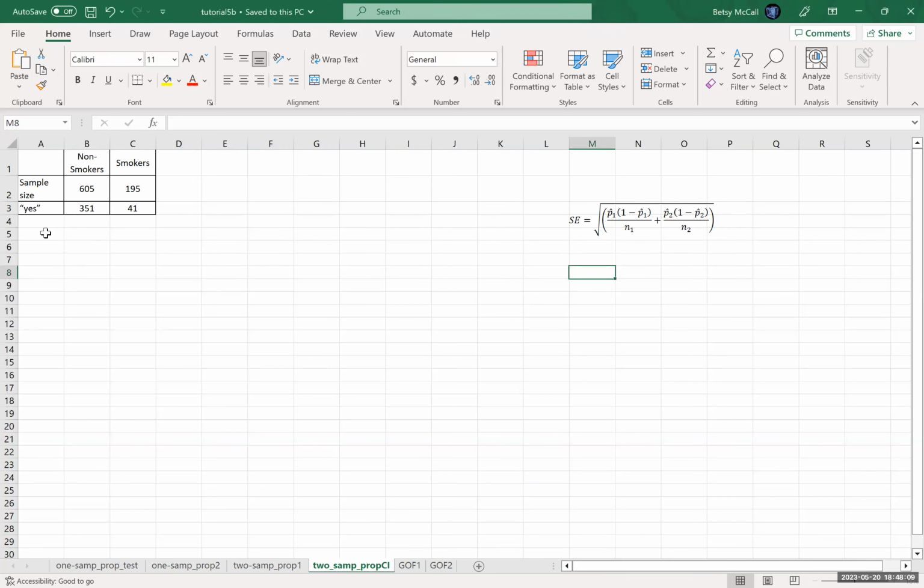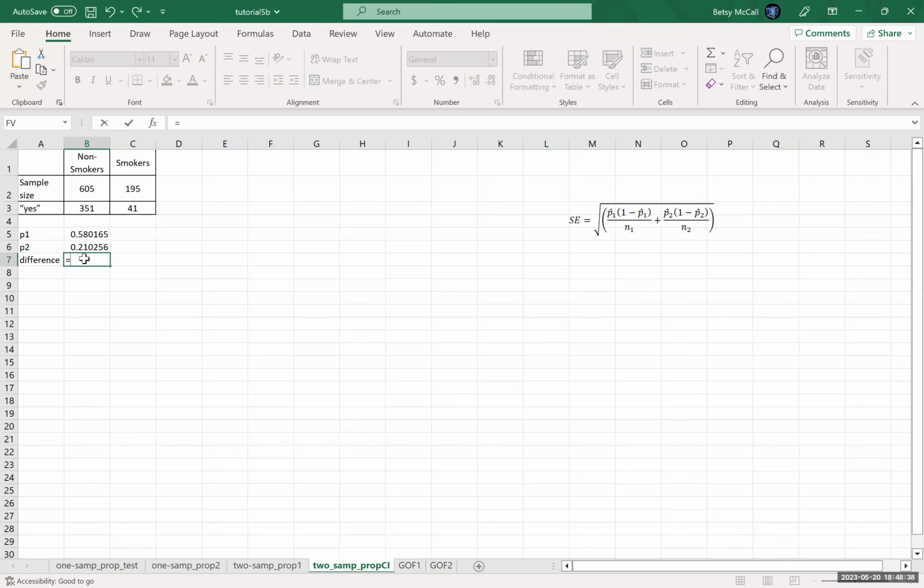The first thing that we're going to have to calculate is the simple stuff, the proportions of each of the two groups. So that's going to be our yes group divided by the total number for the non-smokers case. And then we're also going to need to do the same thing for the smokers case. And then the difference is the center of our distribution. I'm just going to go with the P1 minus P2 order. Okay, so that's our center.